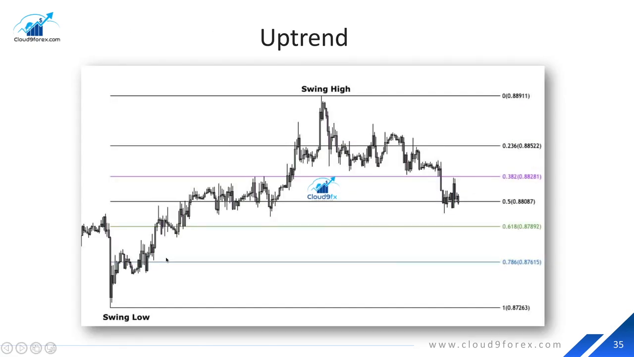So in an uptrend, we have our swing low. We put our 100% at the bottom to our swing high. This is the highest point. So that would be 0.